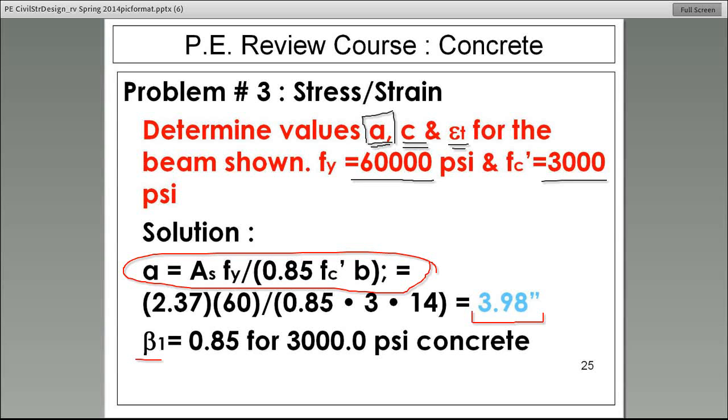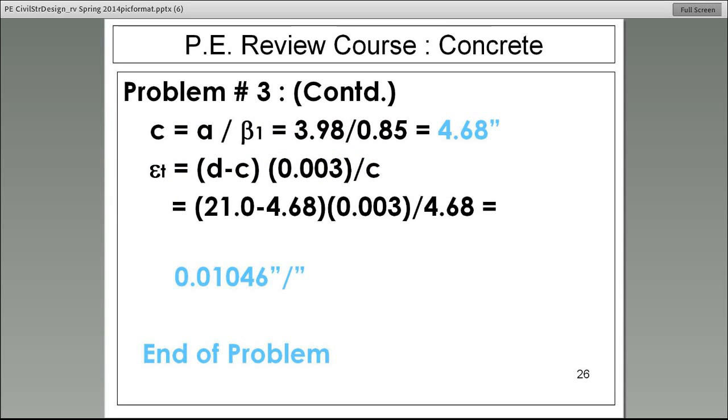Now, what's beta 1 for this case? Beta 1, remember, by definition, is 0.85 if the concrete is less than 4,000 psi. So in this case, it's 3,000, so beta 1 is 0.85. Now, remember, we calculated A, but the problem says, can you find C? C is the distance from the top to the neutral axis. Remember, small a is equal to C times beta 1. So if you know what A is, you can simply find C. There it is.